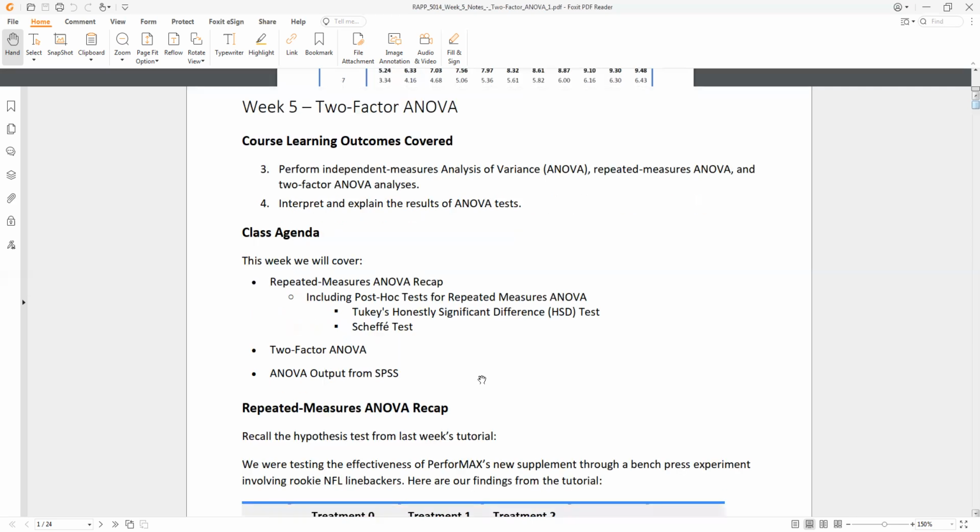And then in the second recording, I'm going to do some two-factor ANOVA stuff, which is the new stuff. And then I'll make a third recording with SPSS. So those will be our three recordings. It might be a little bit longer than a full class in the end, or it might be shorter. I'm not sure yet. It's hard to say. Let's just see.